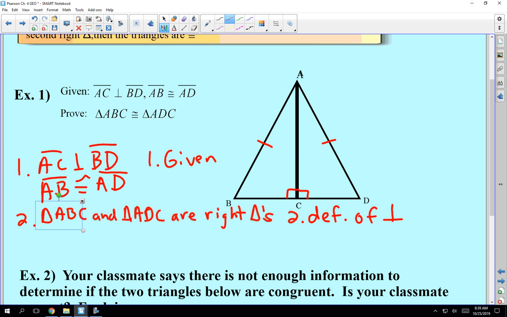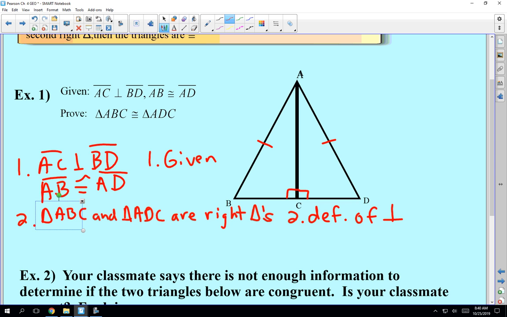This is one where you could make this multiple steps. If you had a fill-in-the-blank proof on a multiple choice, there might be multiple steps to get to the fact that they're right triangles. They might say, by definition of perpendicular, those are right angles, and then because they're right angles, they are right triangles. So they might break it into two steps. Just be aware of that. For my purposes, you don't need to do that. Just demonstrate that you understand these are right triangles.